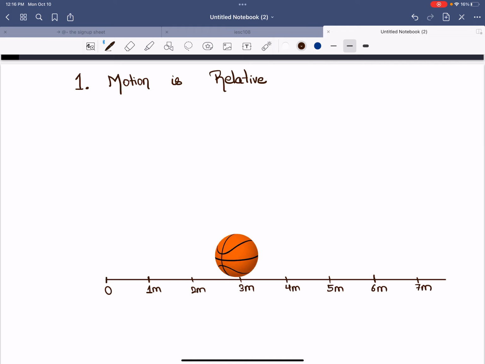What is motion? Say you're looking at a basketball lying on the ground and you're here at the 0 point, just chilling. And if I ask you, do you see this ball moving? This ball is just lying on the ground, not doing anything. Hopefully your answer will be no, it's not moving.